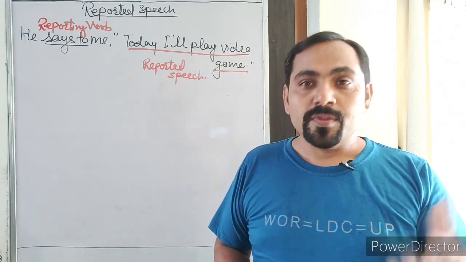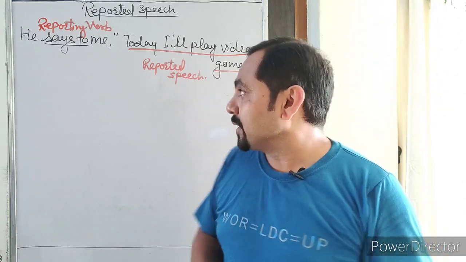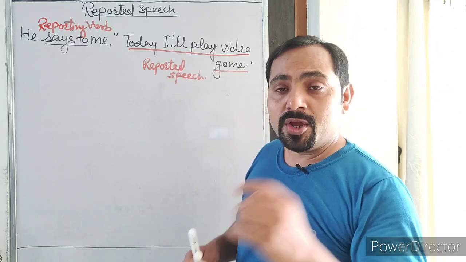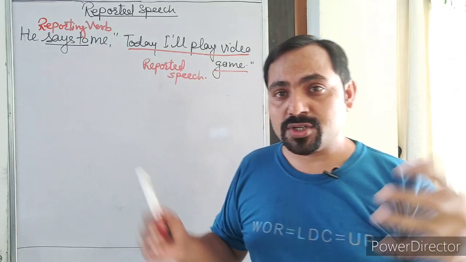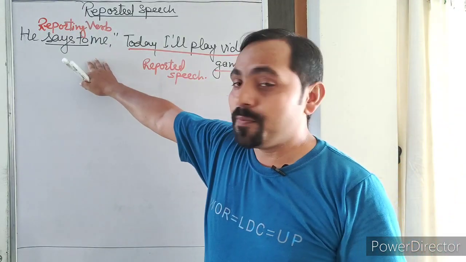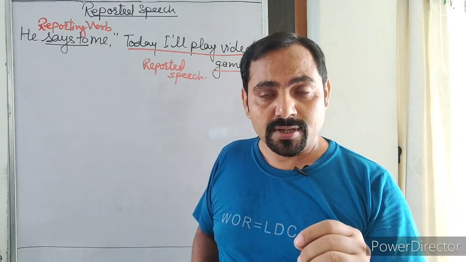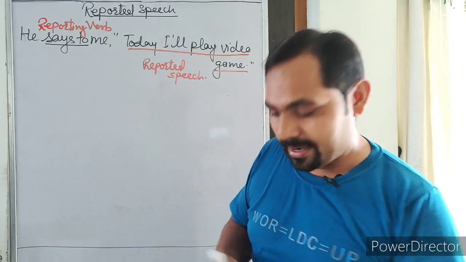Okay, now we will talk about rules one by one in very quick time. So while we are converting this, we require one conjunction. So rule number one is that we require one conjunction to connect this reporting verb with the reported speech. Generally we use that, but not all the time. We will talk about it later on.